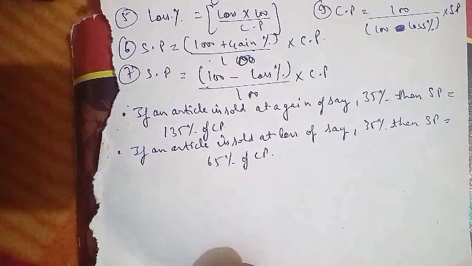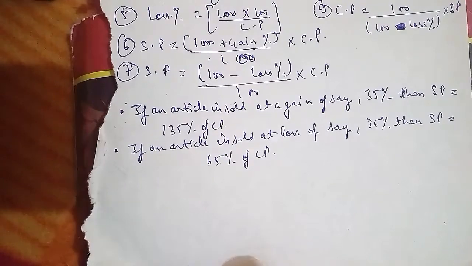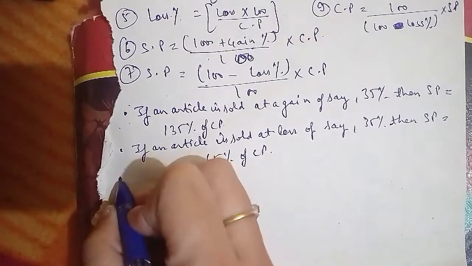And when a person sells two similar items, one at a gain of say X percent and the other at a loss of X percent, then the seller always incurs a loss, which you have to find out. So I write it down for that condition as well.